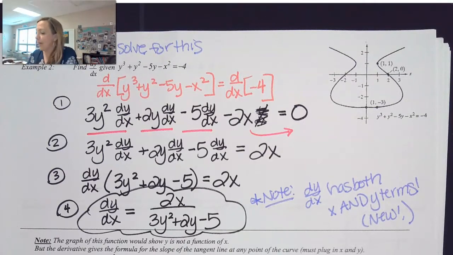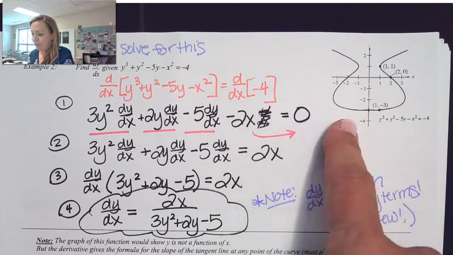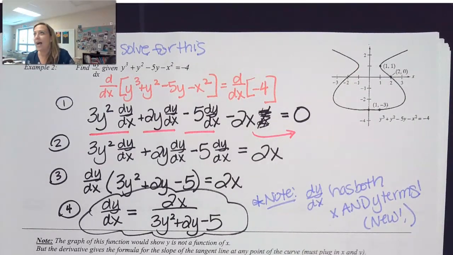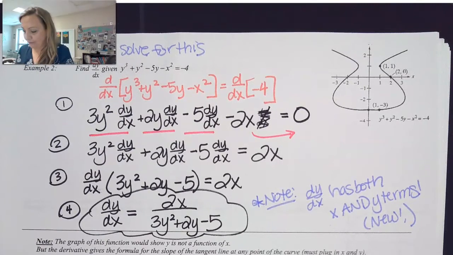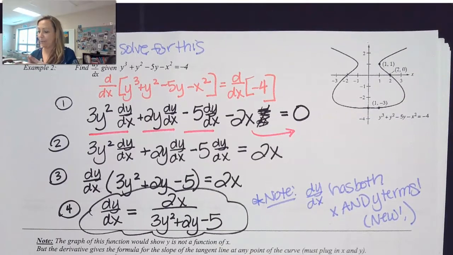Okay. The graph is here also. We can see from the graph that y is not a function of x. All right. However, the derivative does give the formula for the slope of the tangent line at any point on the curve.